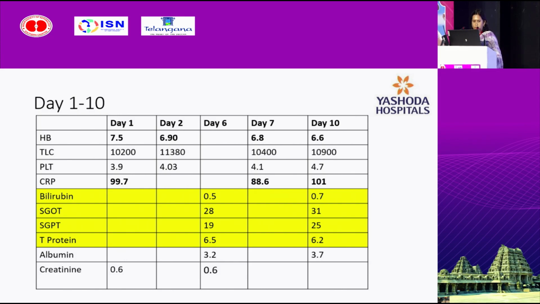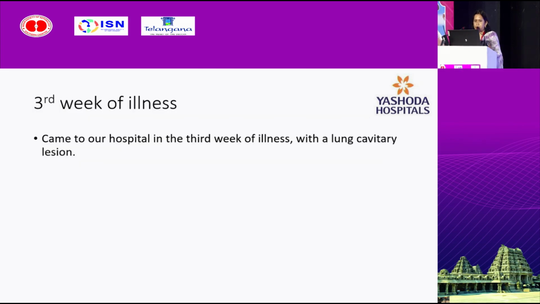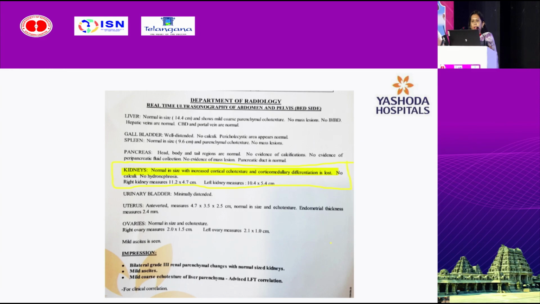Then gradually, the liver enzymes and bilirubin started increasing. Because there was no significant improvement, she came to our hospital in the 3rd week of illness with a history of lower respiratory tract infection with a cavitary lesion in the lung. So then the other investigations started, ultrasound abdomen.